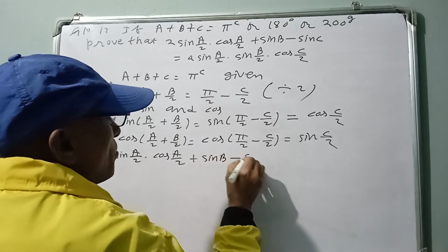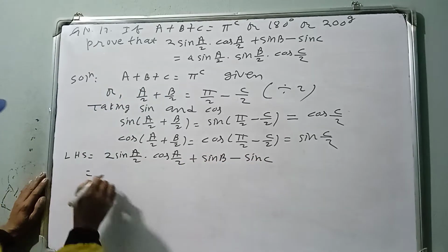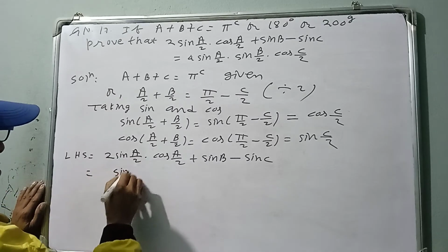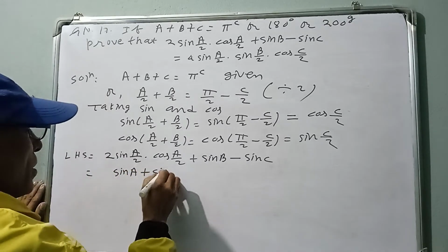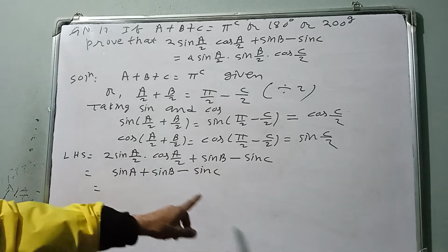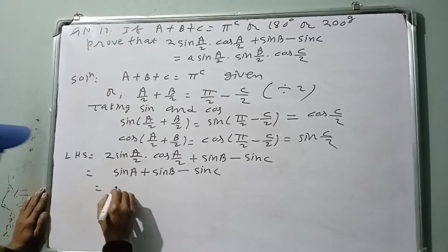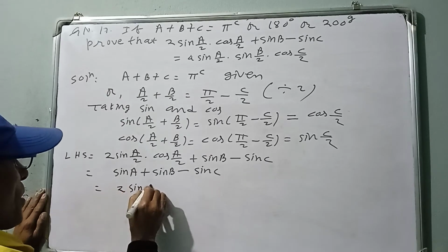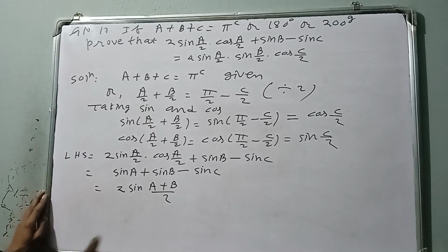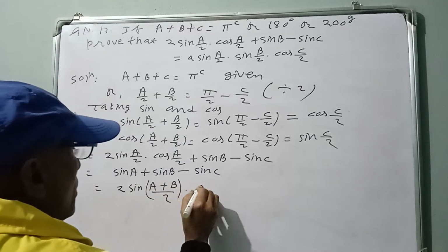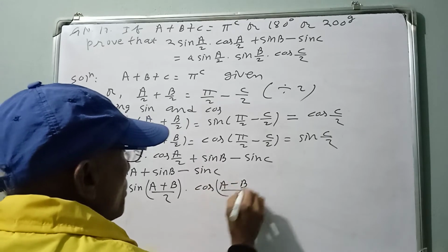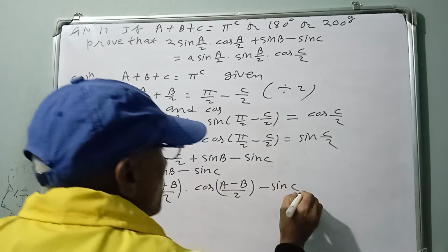sin B minus sin C. 2 sin A by 2 cos A by 2, sub multiples, this is sin A plus sin B minus sin C. Sin plus sin, 2 sin cos. Sin A plus sin B, transformation formula: 2 sin A plus B by 2 into cos A minus B by 2 minus sin C.